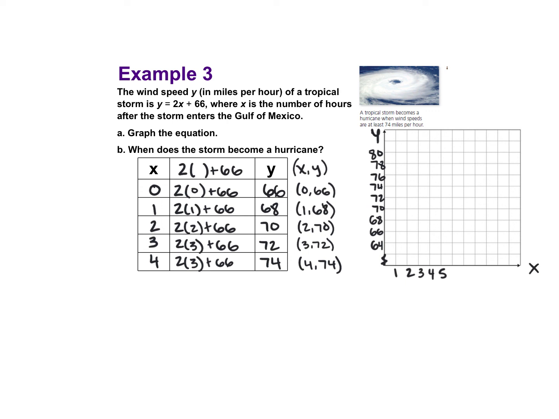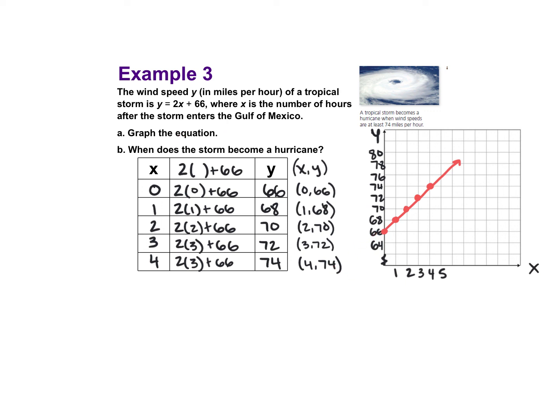And now we can go ahead and plot these. So 0, 66, I have a point right here. 1, 68, I go to 1 and go up to 68. 2, 70, right here. 3, 72, and 4, 74. I'm going to draw this line through here, and I'm going to draw just an arrow on the right side because it's just going that way. If you think about what this question was asking, you can't have negative numbers over here.